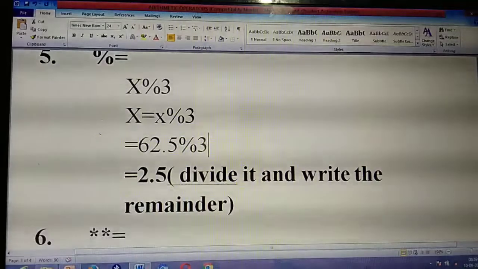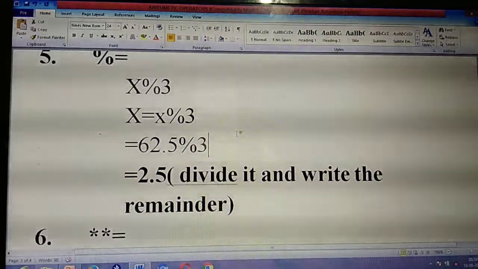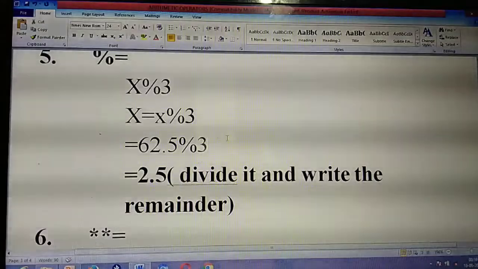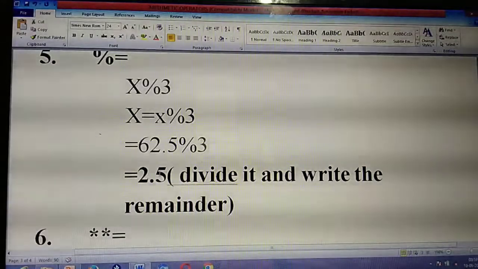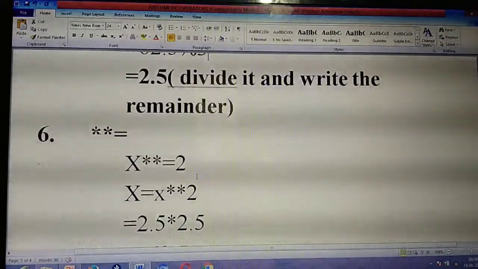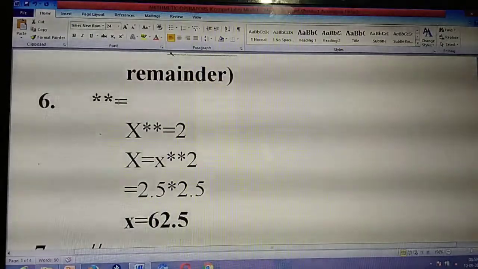Yes. Write it inside the bracket, then only you will understand. While I am explaining you will understand, but after one or two months when you are studying you will get confused about how you got this answer. So write it inside the bracket, then you will never forget. Then this one, exponent. Exponent means double star equal to.